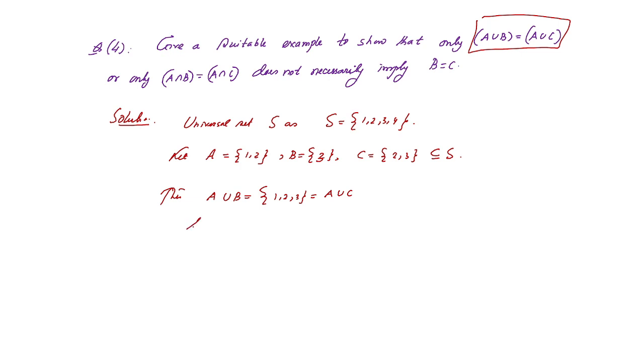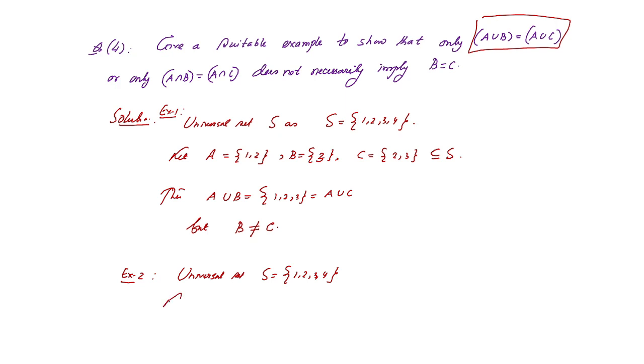So this condition basically holds. But what is our observation? Our observation is B not equal to C, because B is a singleton set containing only 3, and C contains 2 elements. So our observation is B not equal to C. So this is our first example, example 1. Next we produce another example, example 2. We take the same universal set, say again {1, 2, 3, 4}.